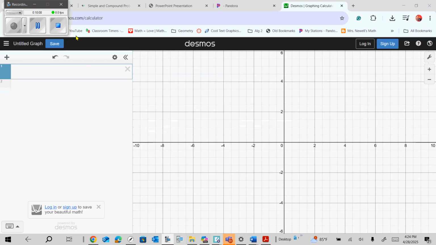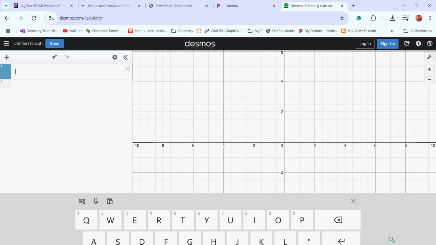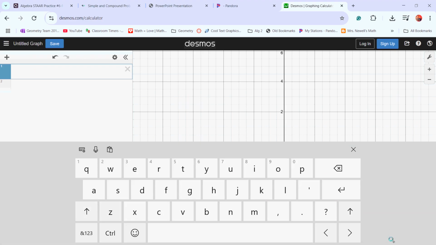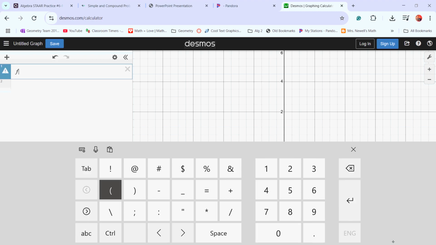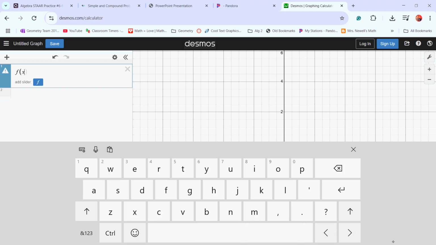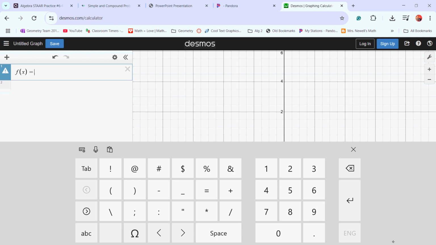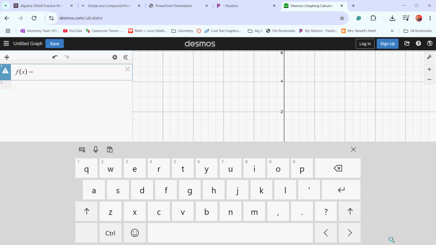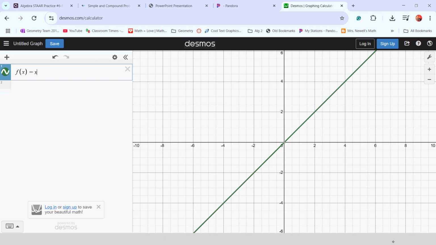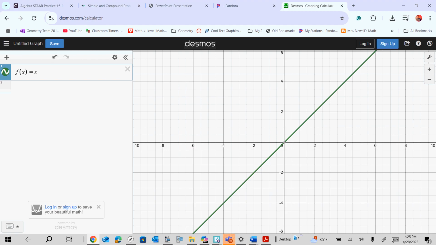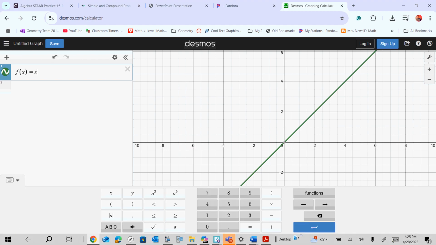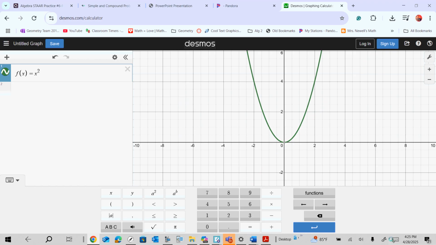All right, so here is the Desmos calculator. And one thing it does let us do, even on the secure network, is put it in function notation. So I'm just gonna open up my keyboard here. We're gonna go f, parentheses x, close the parentheses, and make it equal to our parent function, which was x squared. Right now, because I just put x, it's gonna make it a line. I need to give it an exponent of 2. So I can go to the keyboard down here, add my exponent, and now I have my parabola.